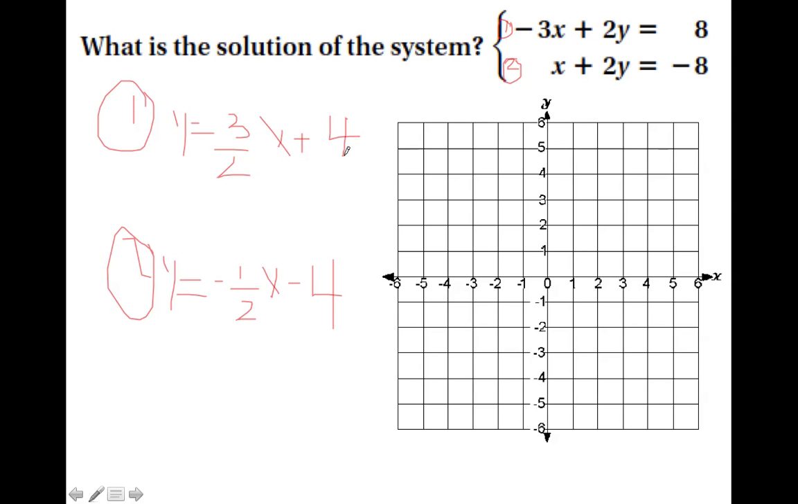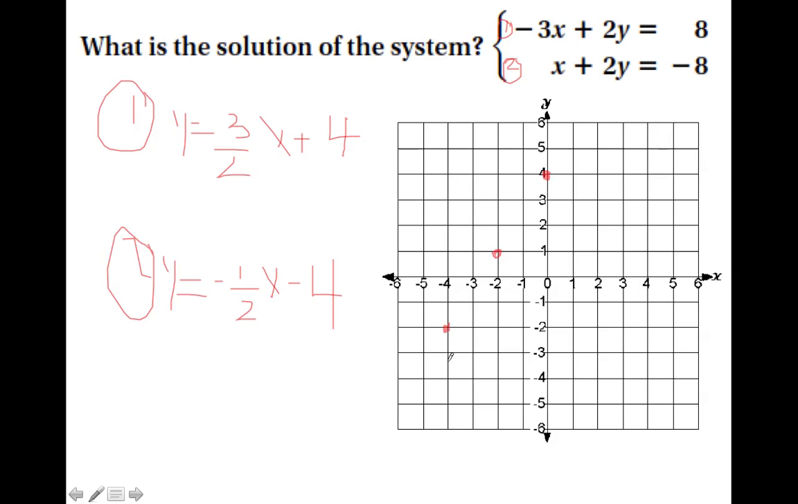Remember, your last number is your y-intercept, so going back up to equation 1, our y-intercept is 4, so we plot our point on the y-axis at 4. And our slope is 3/2. Notice how it's positive, so our line will rise. Since if I go up 3, I'll be off my graph, I'm going to go down 3, left 2, and plot my point. And down 3, left 2, plot my point.